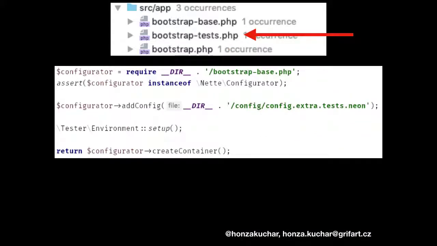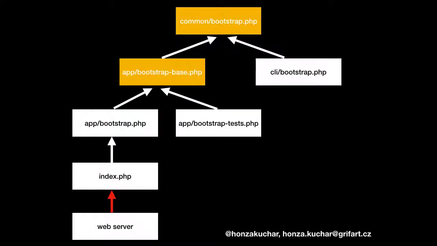And when we have tests, we again require bootstrap base, but we don't enable Tracy because we will have a lot of things in our logs directory. Instead, we will set up the environment, Tester environment setup, which will transform errors into a more readable form, and they will then be shown in the Tester CLI interface. And I also add some extra configuration for tests. You can override services there if you want. You can use mocks there if you want.